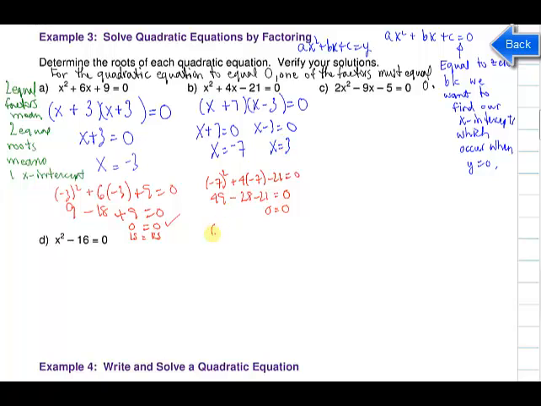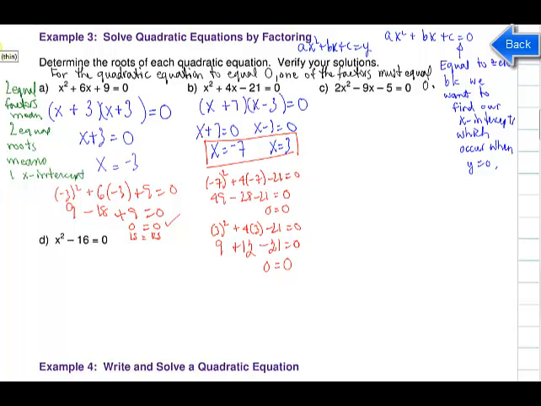Substitute in 3. 3 squared plus 4 times 3 minus 21 equals 0. So 9 plus 12 minus 21 equals 0. So yes, 0 equals 0. So you know that you are correct on the positive 3. So your solutions are negative 7 and positive 3.